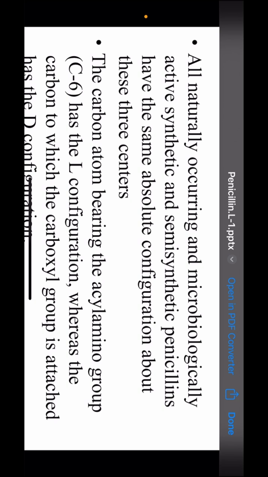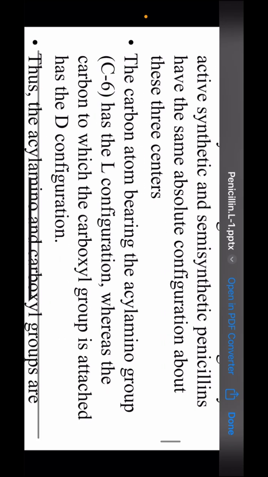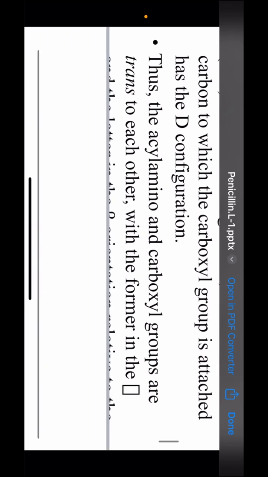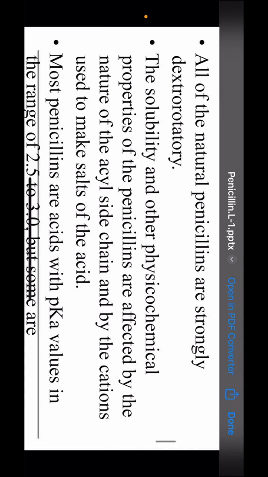All naturally occurring and synthetic, semi-synthetic penicillins that are microbiologically active have the same absolute configuration and have 3 centers. The carbon atom bearing the acylamino group, C6, has the L configuration. Carbon 2, to which the carboxyl group is attached, has the D configuration. So the acylamino and carboxyl groups are trans to each other. All the natural penicillins are dextrorotatory. Solubility and other physicochemical properties of penicillins are affected by the nature of the acyl side chain.